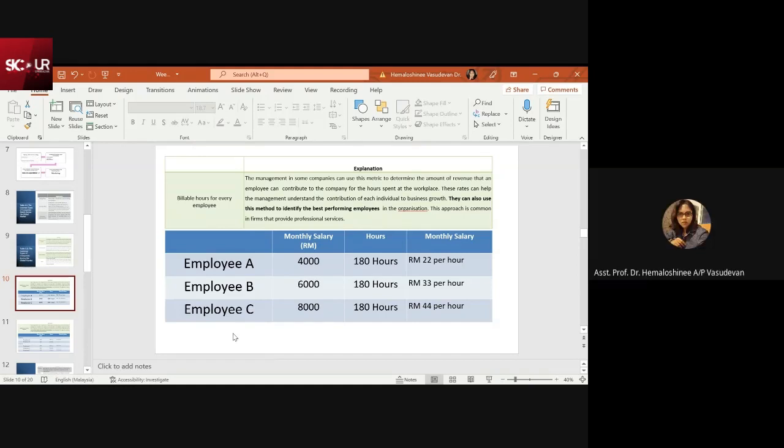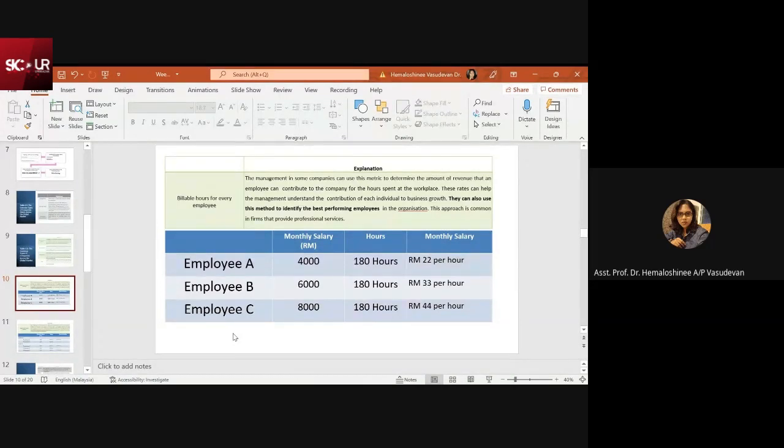Okay, first one, Ravin says responsibility. Yes, based on what they are paying toward employee A, B, C, the salary is different. Even though the hours are the same, the monthly salary is different because they will look into your qualification, education, task, responsibility, and the job description that is allocated to you.